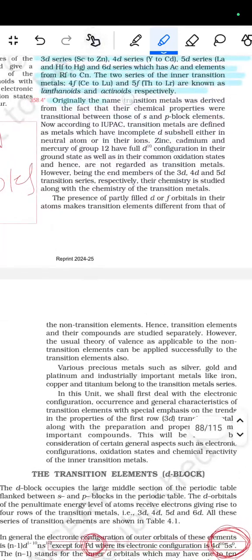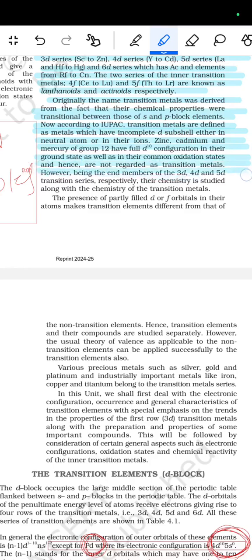Originally, the name transition metals might be derived from the fact that their chemical properties bear a transitional relationship between those of the S and the P block elements. Now, according to the IUPAC, transition metals are defined as the metals which have an incomplete d subshell either in the neutral atom or in their ions. Zinc, cadmium, and mercury of group 12 have full d10 configuration in the ground state as well as in the common oxidation state, and hence are not regarded as transition metals.